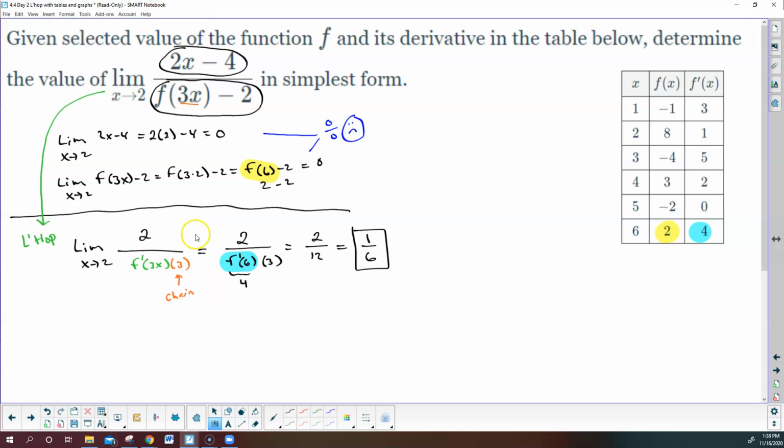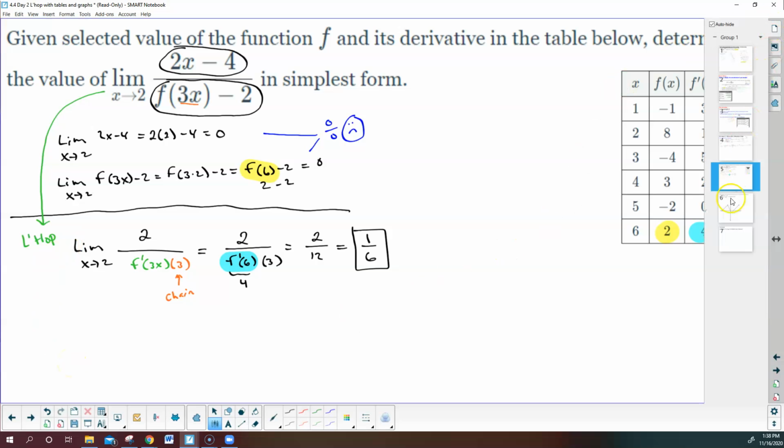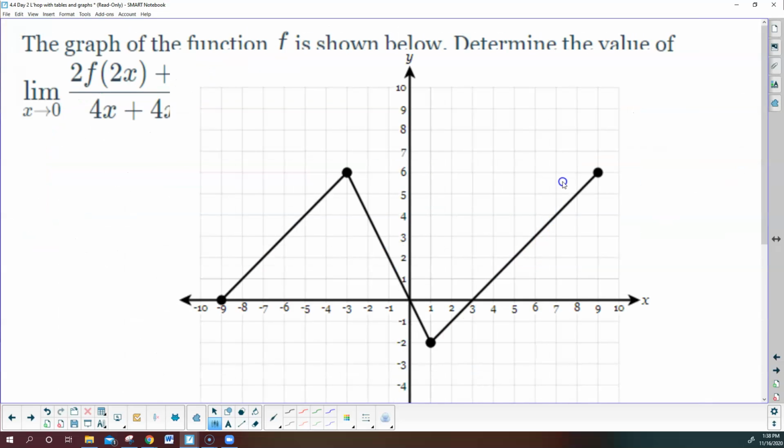Right? Now, every once in a while, after you do L'Hopital's rule, you could get another indeterminate form. It might be infinity over infinity or 0 over 0, which means you would have to take the derivative again. But there it is. Okay, let's try this one really quick.